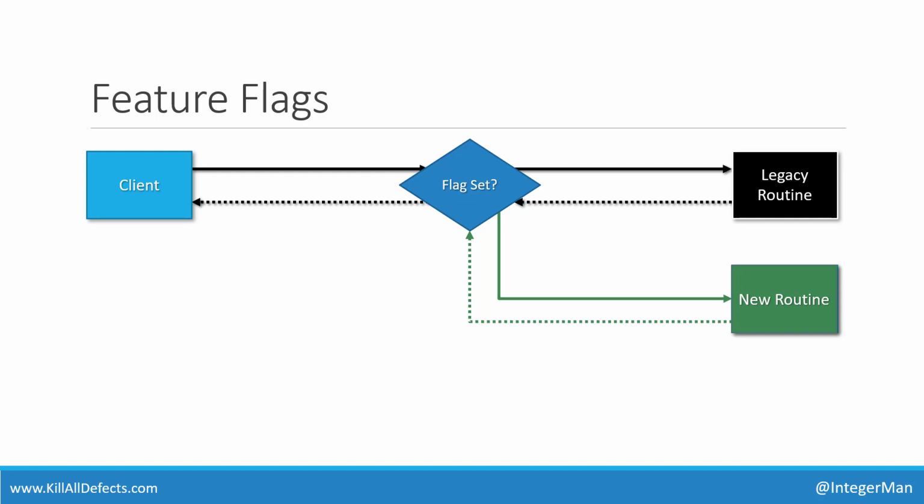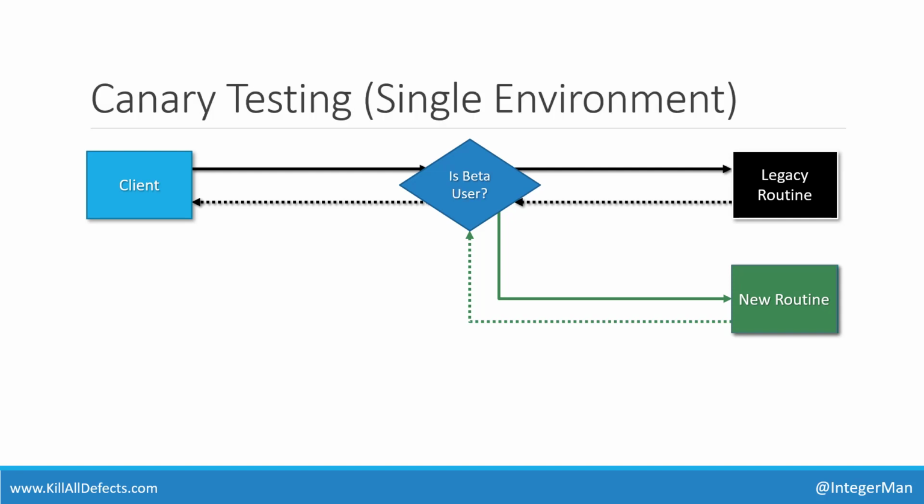Another option that looks a lot like a feature flag is canary testing. So this is where you have certain users who are considered beta users. There may be users who have opted into something, or internal users, or users who are just chosen at random, and they get the new routine, and everybody else gets the legacy routine. You can do this, it's a valid approach. It can make bugs a little harder to detect. It can make your troubleshooting process a little harder, but you can do it.